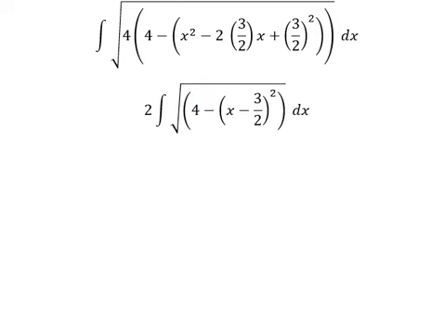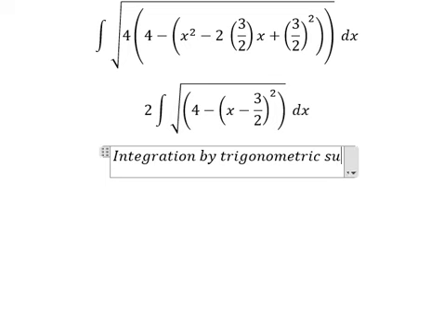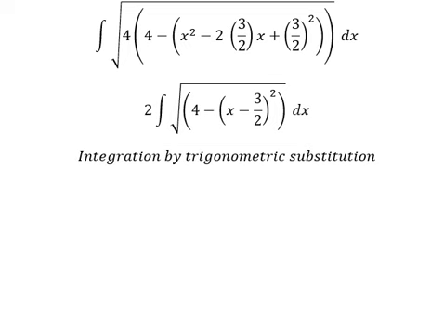So we can use integration by trigonometric substitution. So I will put x minus 3 over 2 equals number 2 sine t.